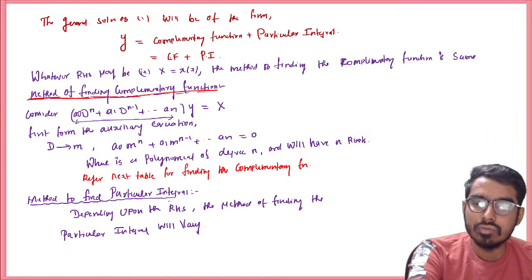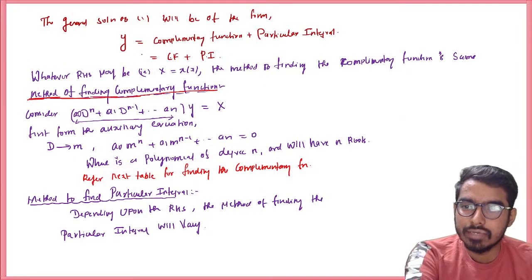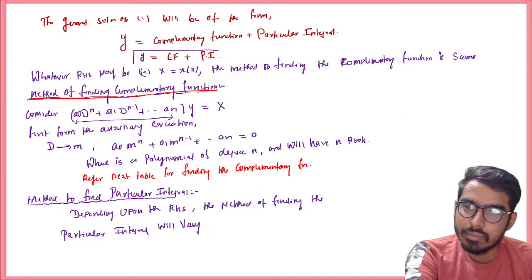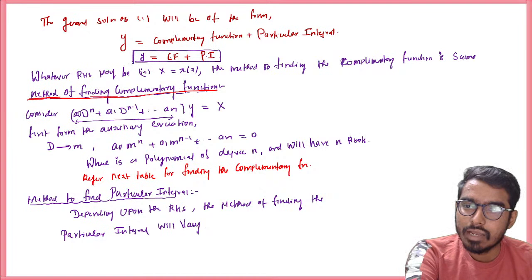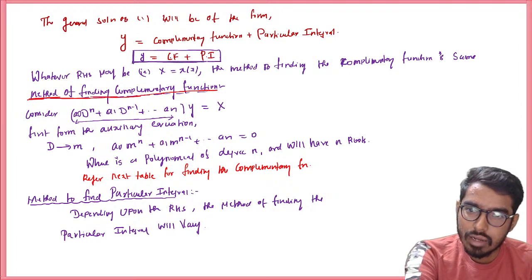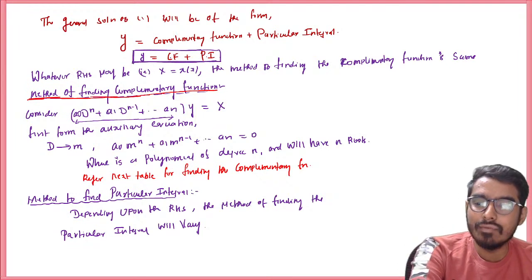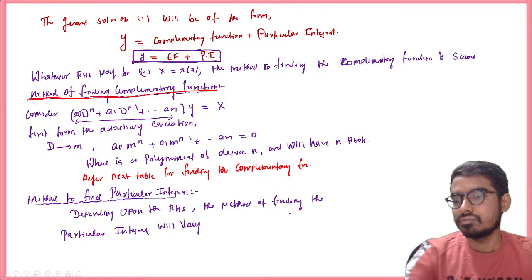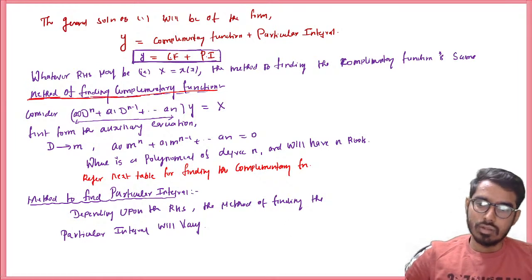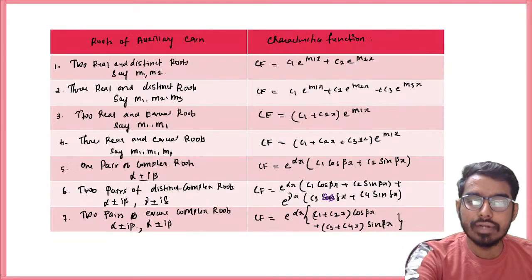Is it clear up to now? The solution is y equals complementary function plus particular integral. The method of finding the complementary function is the same for all. For finding the particular integral, it depends upon the RHS, which we will do in the next parts. Is it clear up to now? Okay, so we'll move on to type 0.